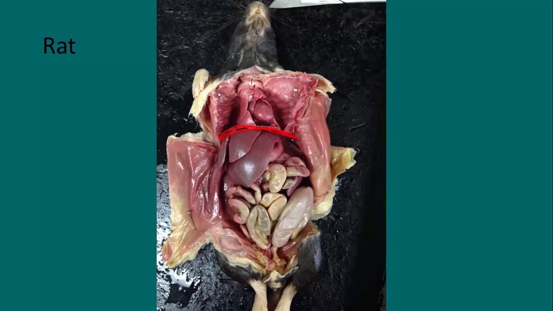So here is the liver. These are the lobes of the liver in the rat. And then most of what you can see are actually all these coiled intestines that wrap around and get all packed into this abdominal cavity.